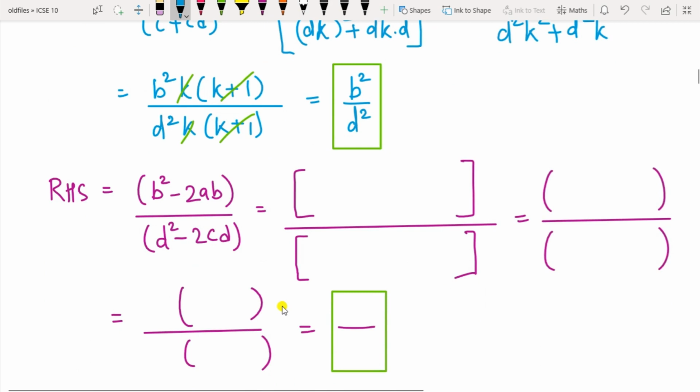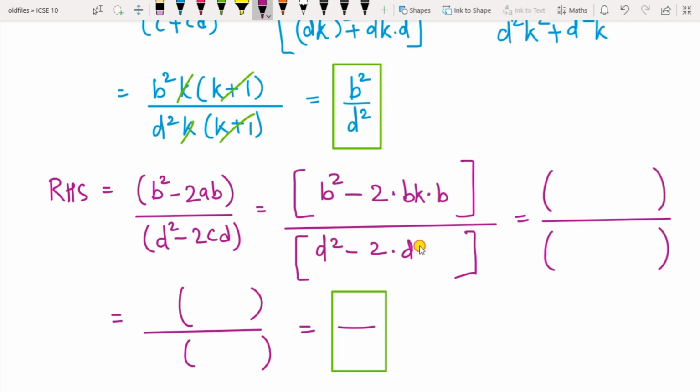Now you should get the same value for RHS here. So write the equation for RHS, that is given in the question above. So this is b square. You don't have value of b and d, but you have value of a and c. So b square minus 2 bk into b. This is d square minus 2 dk into d. So this is b square minus 2 b square k, and this will be d square minus 2 d square k.